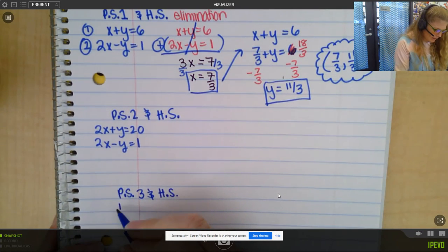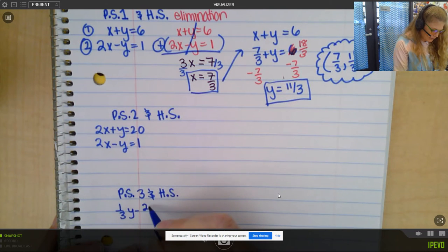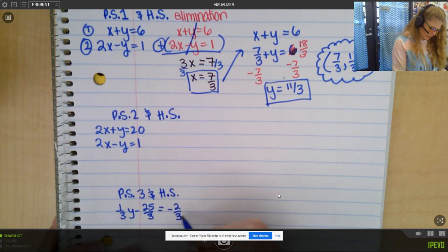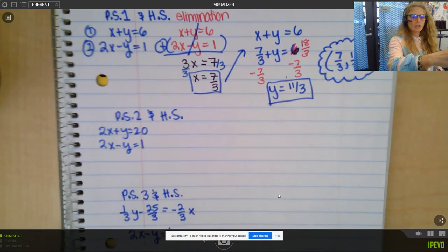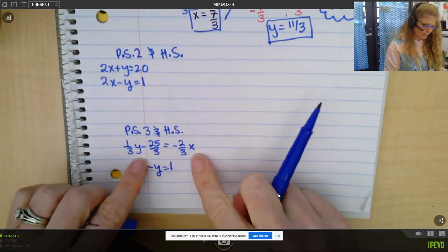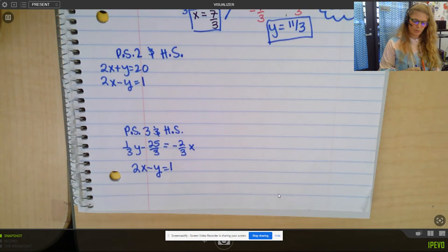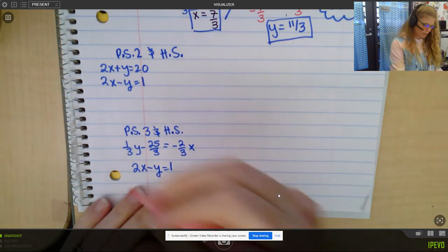For me, that would be 1/3 y minus 25/3 equals negative 2/3 x. And my hunting ship again is 2x minus y equals 1. When you are dealing with an equation with nasty fractions, multiply and clear those fractions first. You're going to thank yourself.